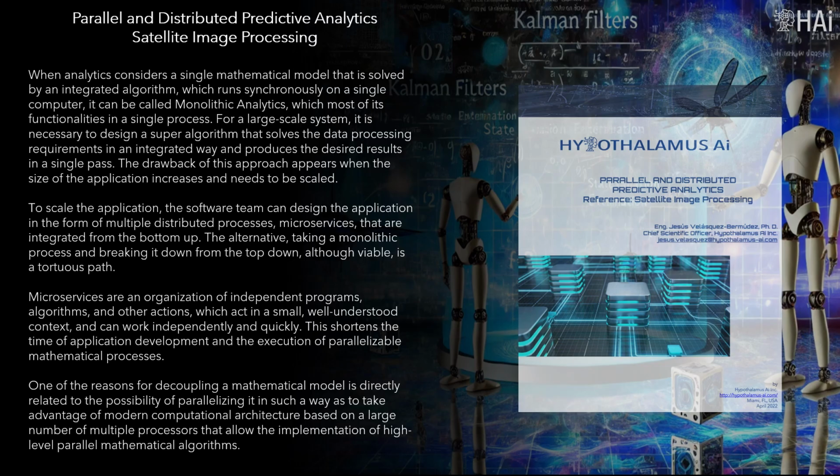To scale the application, the software team can design the application in the form of multiple distributed processes, microservices, that are integrated from the bottom up. The alternative, taking a monolithic process and breaking it down from the top down, although viable, is a tortuous path. Microservices are an organization of independent programs, algorithms, and other actions, which act in a small, well-understood context, and can work independently and quickly. This shortens the time of application development and the execution of parallelizable mathematical processes.